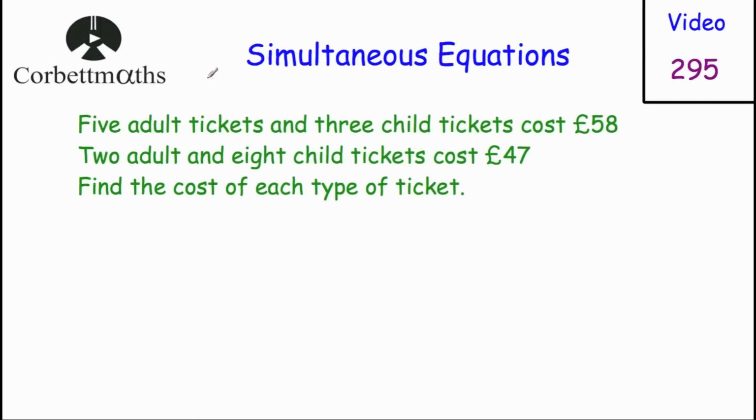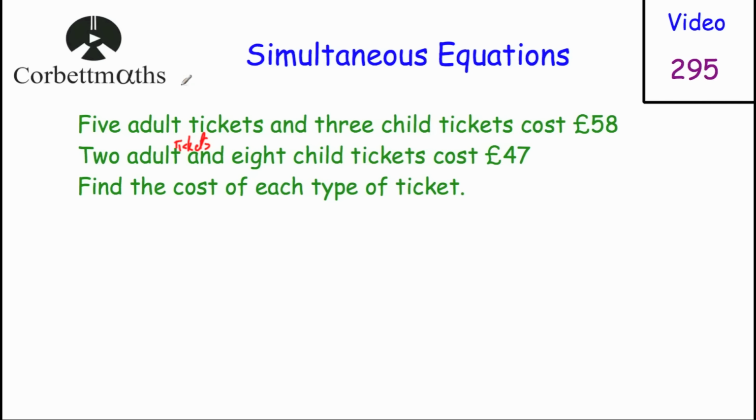Now, quite often in M7, whenever we're doing simultaneous equations, the questions are given in a wordy context, maybe where you're buying so many of something and so many of something else, and you're given the price and so on, and you've got to create your own simultaneous equations and solve them. So let's have a look at a typical question. We've got 5 adult tickets and 3 child tickets cost £58, and 2 adult tickets and 8 child tickets cost £47. Find the cost of each type of ticket.